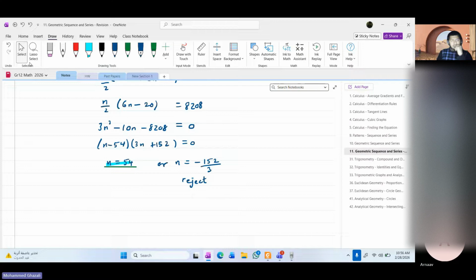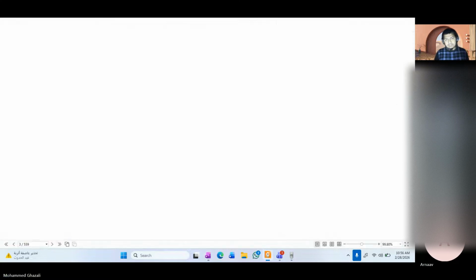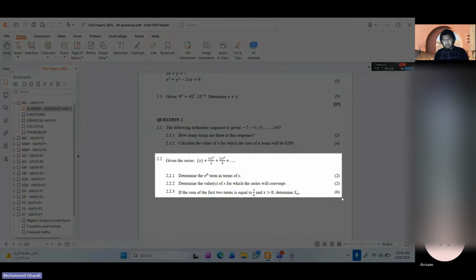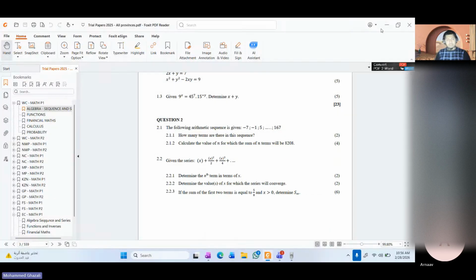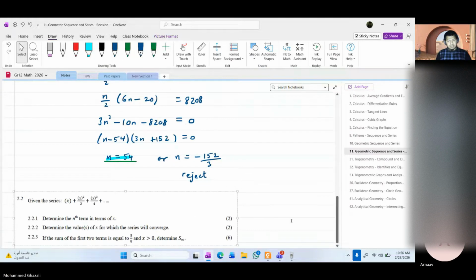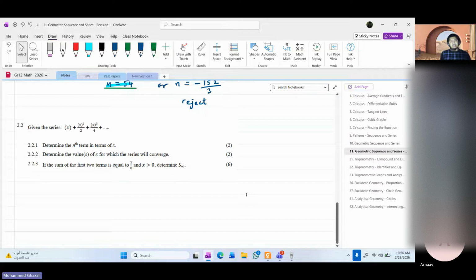Okay, so let's have a look at the next question. We have a nice problem here because this is based on a geometric sequence, because we can see we are multiplying by... how do we get from x to x squared over 2? I think we're multiplying by x over 2 each time. So that's a common ratio. Determine the nth term in terms of x.